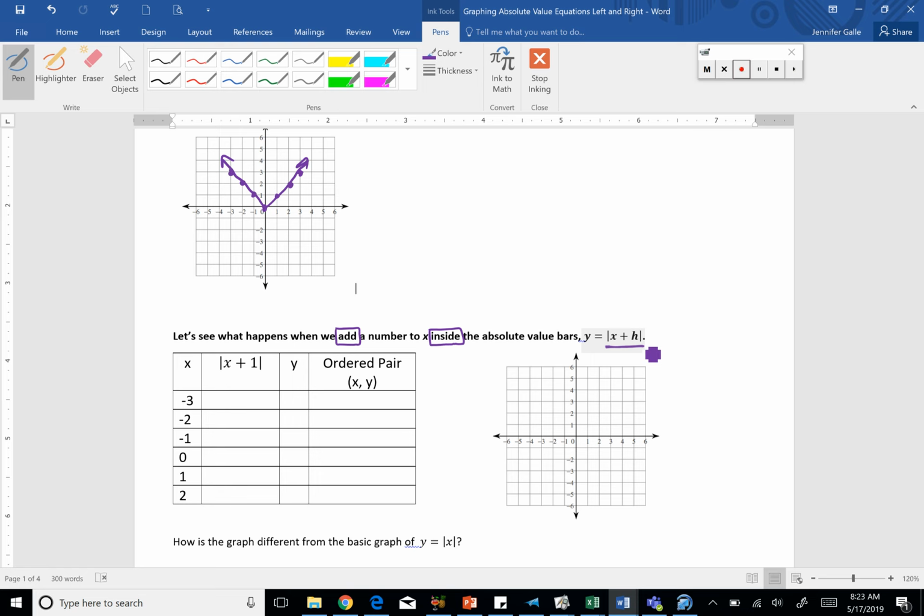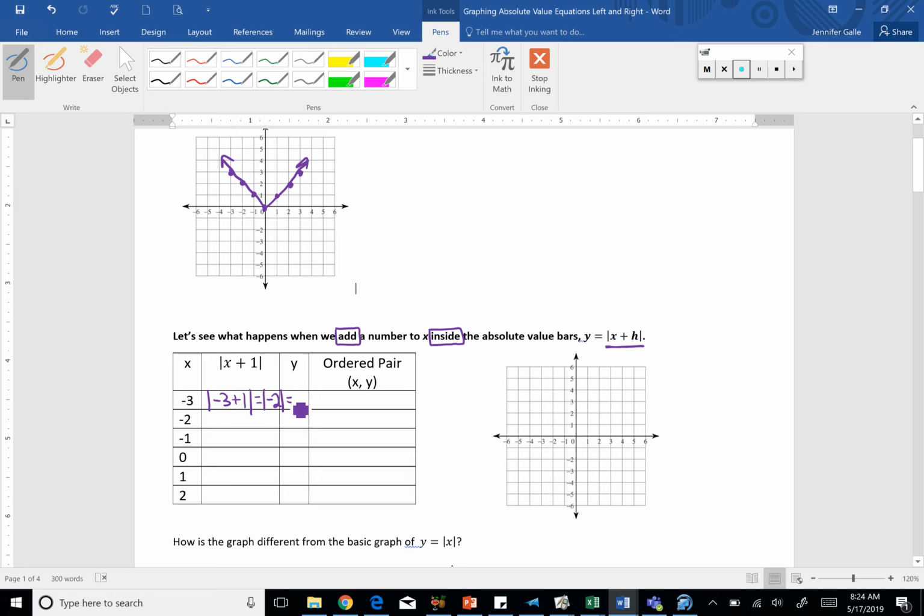All right, so first up, we've got a -3 we're going to put in for the x. So we're going to put it into this expression right here. So we have our absolute value bar, -3 for the x, plus 1, and then there's my other absolute value bar. Before we do the absolute value, we have to do the addition inside of those bars first. So we have -3 plus 1 would give me -2.